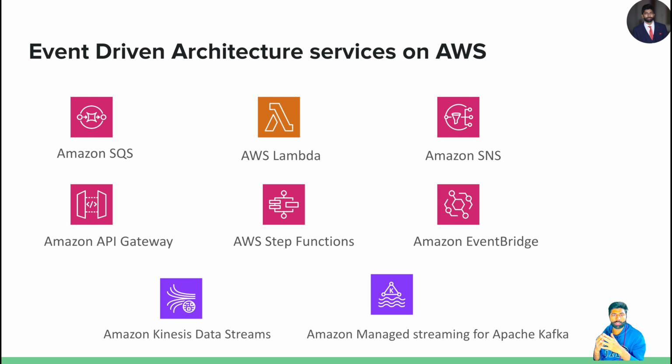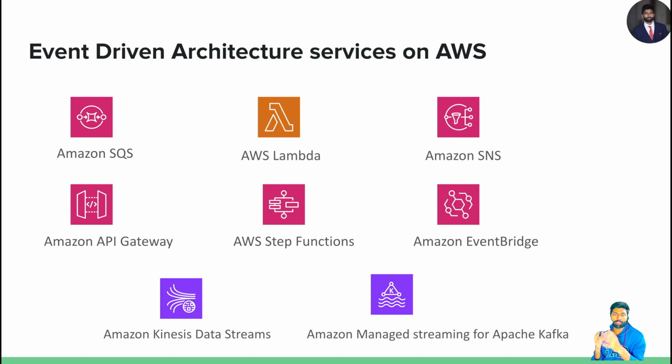SNS or Simple Notification Service is a publish-subscribe messaging service that facilitates the broadcasting of messages or events to multiple subscribers simultaneously. Amazon API Gateway is a fully managed service that makes it easy to create, publish, and manage APIs for applications. Amazon Step Functions is a serverless workflow service that enables you to coordinate and orchestrate multiple AWS services and custom actions in a visual workflow.